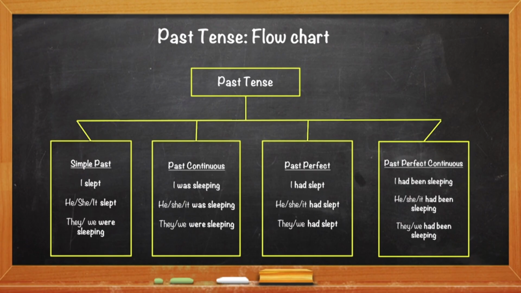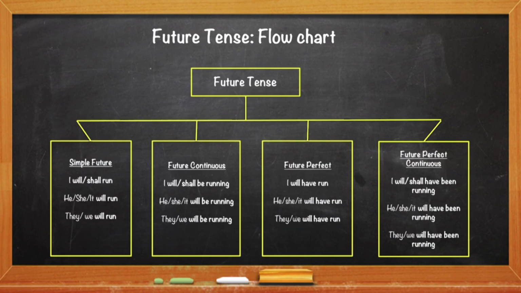And here is a similar flow chart for past tense. So, past tense and then you have simple past, you have past continuous, you have past perfect and you have past perfect continuous. And look at the way ing is used in past perfect continuous. And look at the flow chart for future tense. You have simple future, future continuous, future perfect and future perfect continuous.